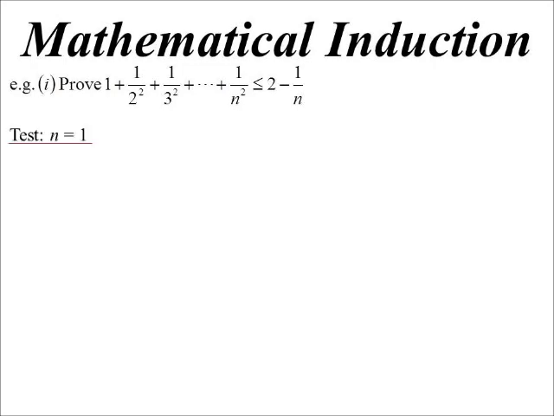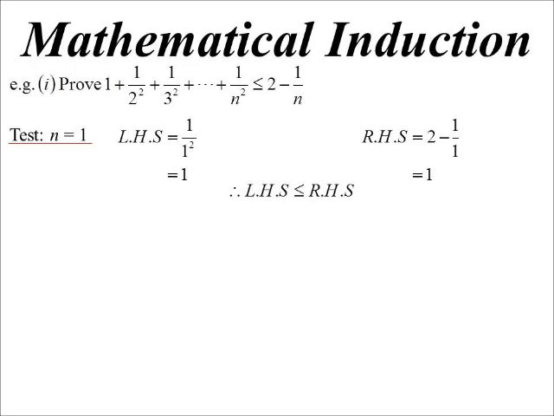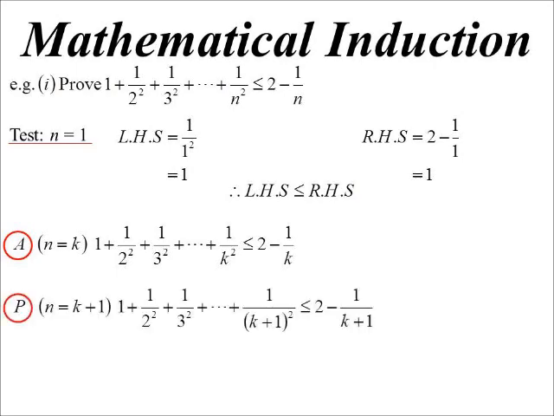Test n equals 1. So left hand side we get 1, right hand side we get 1, and yes, 1 is less than or equal to 1, it's equal to 1. So it satisfies the condition. Now, remember, do not set it out the way I'm about to do it. This is just to save some time so we can get through some more examples. Our assumption would end up being 1 plus, etc., etc., etc. We want to prove k plus 1, so that's what we want to prove.